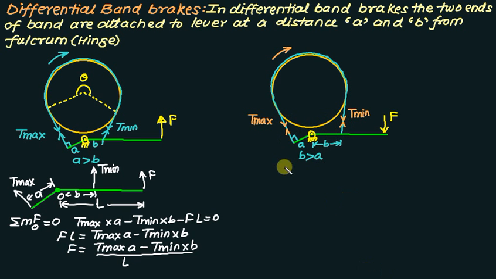So if I take the moment about this point now, that is point O, that is a hinge, this sum must equal 0. So moment of F about point O is clockwise, multiplied by the distance equals L. The moment of T max is also clockwise. And moment of T minimum will be anti-clockwise.